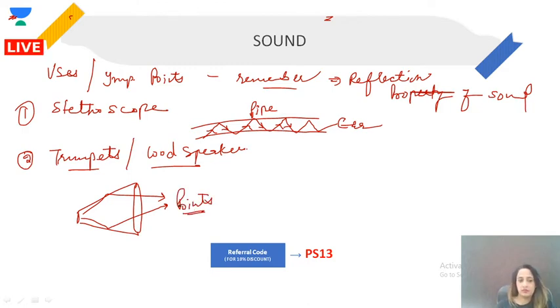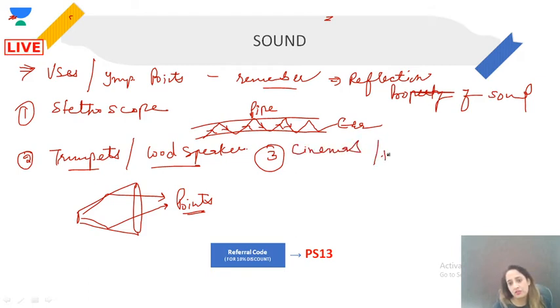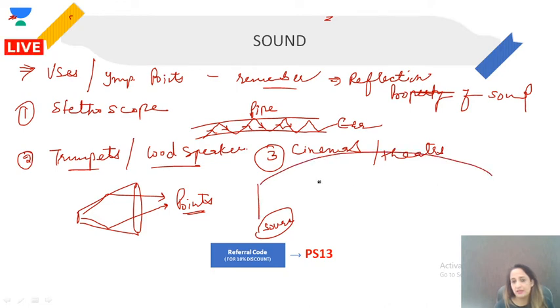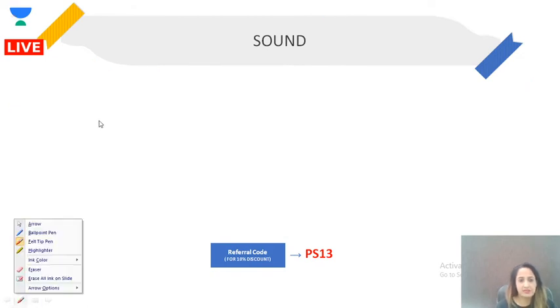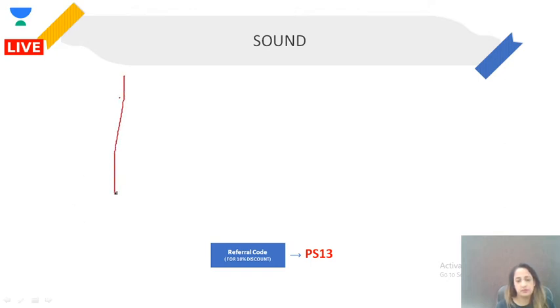So that is another feature that we use of sound in our daily life. And the third and the most important that I see is, if you have in cinemas or in theaters, if you see, what happens is, if let's say this is the sound source, they have the ceiling kind of curved, right? So that sound waves, let me draw it more clearly. So they have this kind of arrangement.